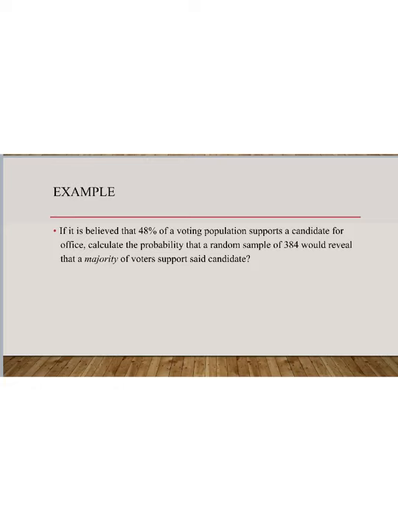Now, the other part of this example would be something like this. In the same sort of scenario with p equaling 0.48 and n equaling 384, what is the probability that a majority of voters would support the candidate? Which of course would be something that we'd be very interested in here, is the idea of what are the chances we get over 50%. So this question in a probability statement is asking, what's the probability that a p hat, a sample proportion, would be greater than 50%?